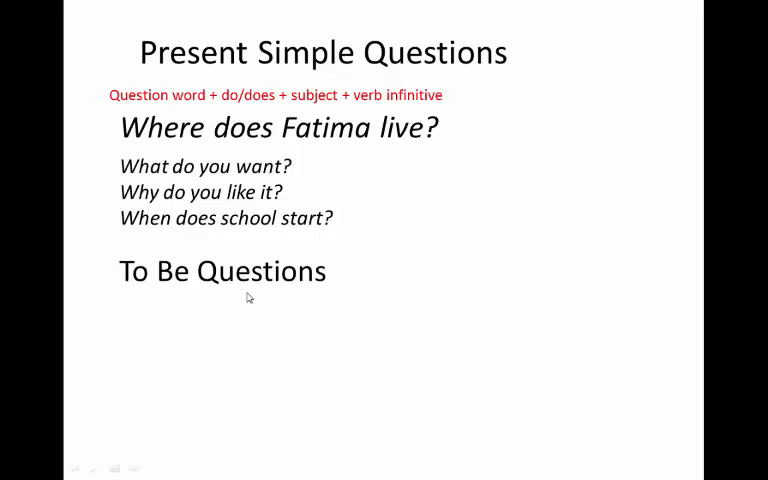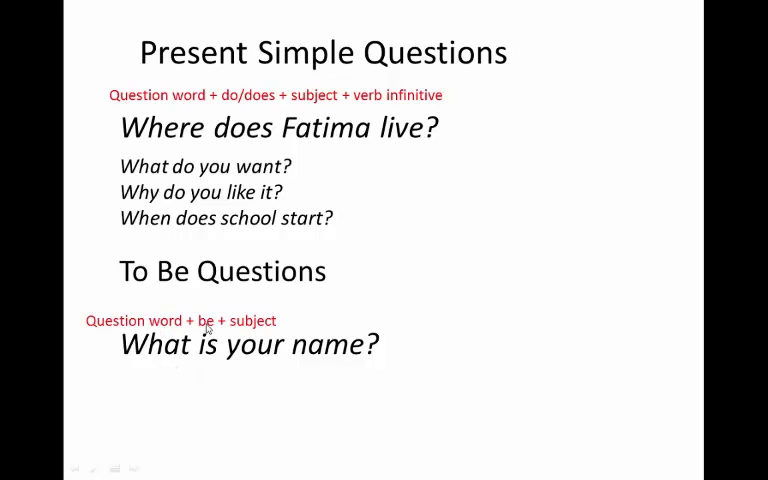To be is different. Again, to be questions. What is your name, for example? Question word, be, subject. We just changed the be and the subject. What is your name? Question word, be, subject. Where are you from? Question word, be, subject. How old are you? How old is the question word. It's two words, but it does the same job as where or when or how. It asks the question. Be and you.